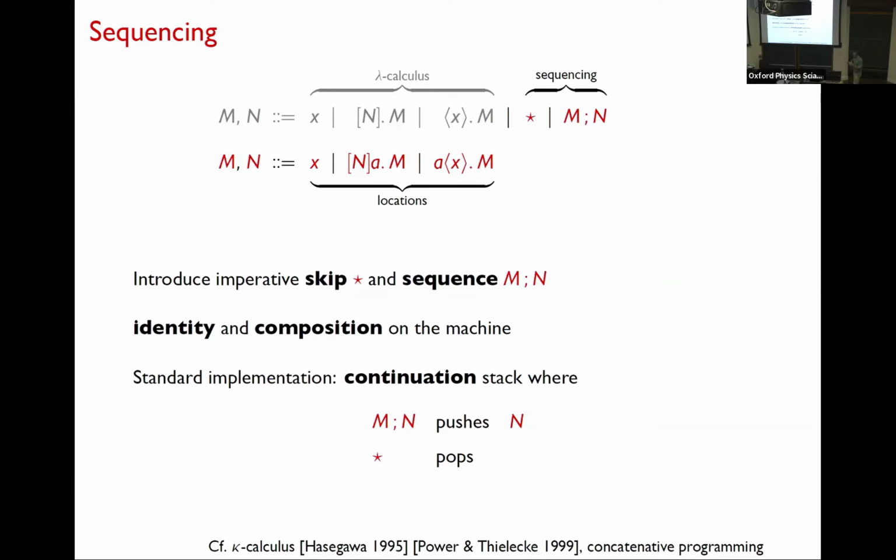So we have a machine, a stack machine, that operates sequentially. When you have sequential operation, you want an identity and you want composition. So introduce identity and composition: skip and sequencing. This is exactly what you would expect from an imperative language. And we will use the standard implementation. We add a continuation stack for the rest of the computation, and M sequence N pushes the remainder, and skip, when you're done, you pop to do the next part of the computation.